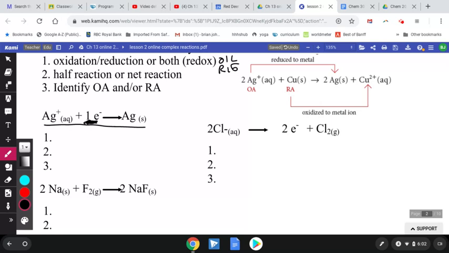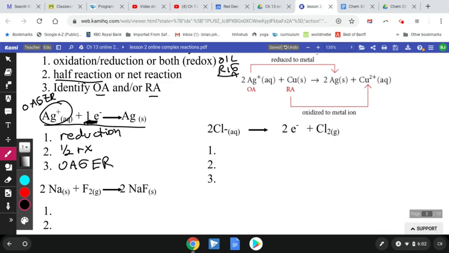So this is RIG, G for gain. Reduction is a gain. So this half reaction is reduction. This silver is gaining. And it's a half reaction, we've already talked about that. And is it an oxidizing agent or a reducing agent? And who is it? So it's always the reactant we're interested in. So if it is gaining, then we use the G, OGRE, G for gain. So it is an oxidizing agent gaining electrons and undergoing reduction. And who is it? Ag plus.